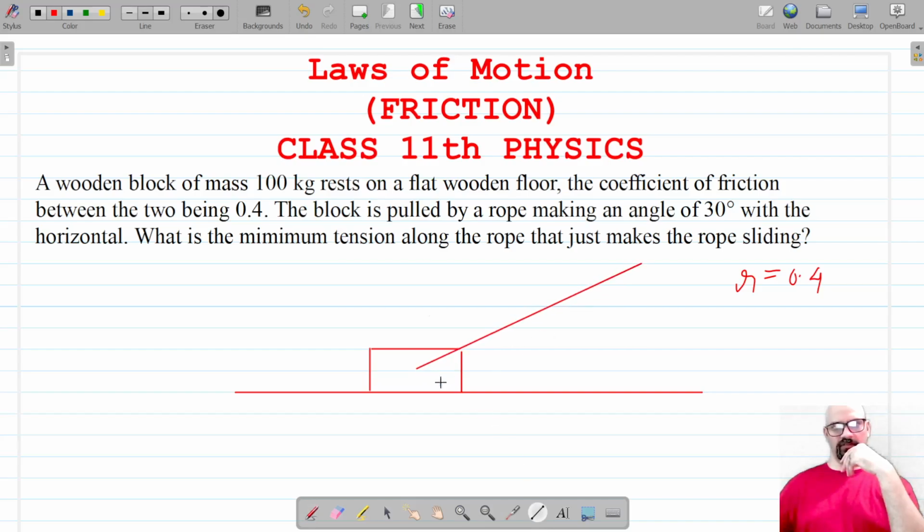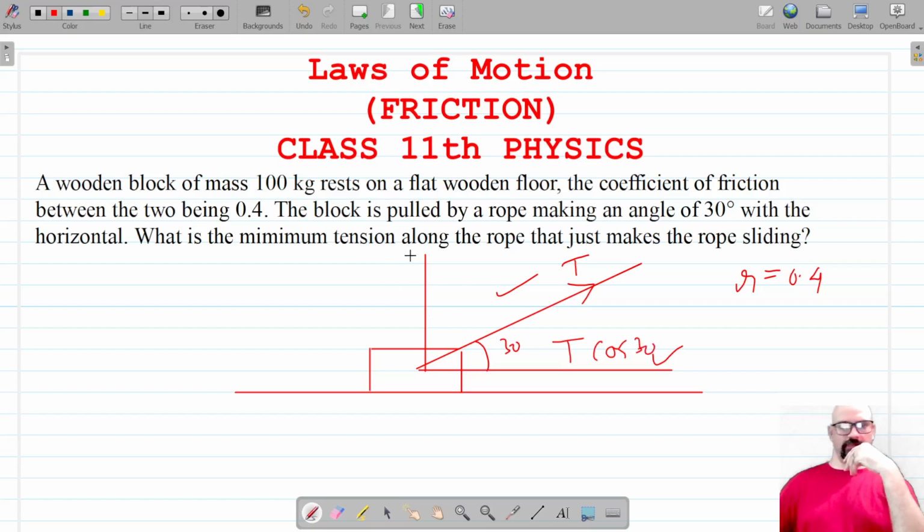So let's say this is the angle with the horizontal. This is the horizontal, and this is the rope that is pulling the block. So this is 30 degrees. And now these are the two rectangular components of this tension T. This is the horizontal one, T cos 30 degrees, and this is T sin 30 degrees, and this is also the normal.